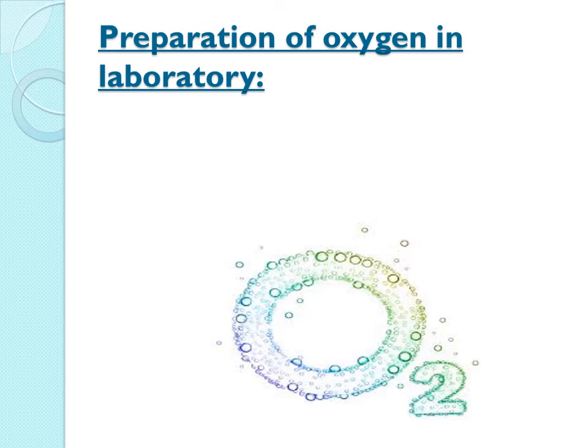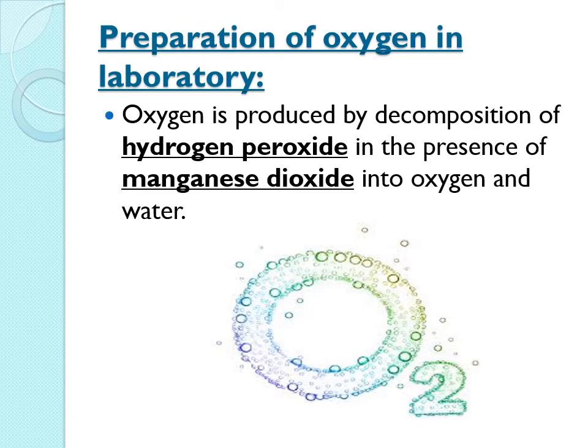Now let's talk about the preparation of oxygen gas in the laboratory. Oxygen is produced by decomposition of hydrogen peroxide in presence of manganese dioxide into oxygen and water.